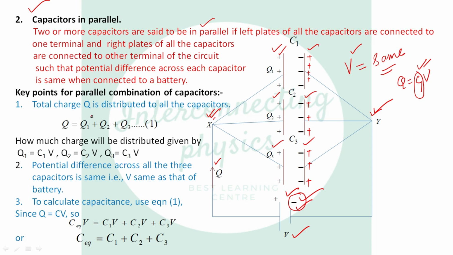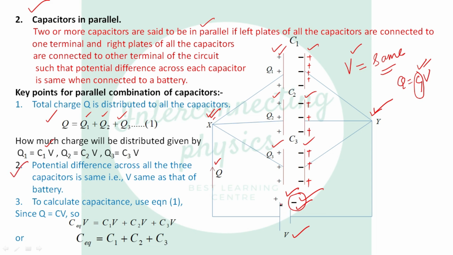Now here the charge is not the same. Charge is Q equal to Q1 plus Q2 plus Q3, and how much charge will be distributed depends upon these relations: Q1 equal to C1V, Q2 equal to C2V, Q3 equal to C3V. If all the capacitances are the same, equal charge will be distributed. But if the capacitances have different values, then accordingly charge will be distributed to each capacitor. Now we have calculated the charge. Now what is the potential difference?